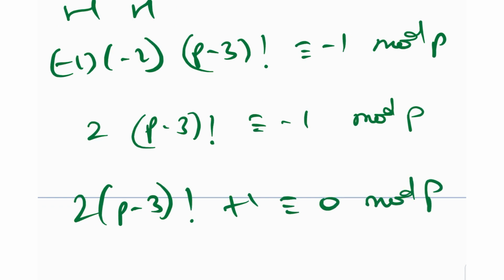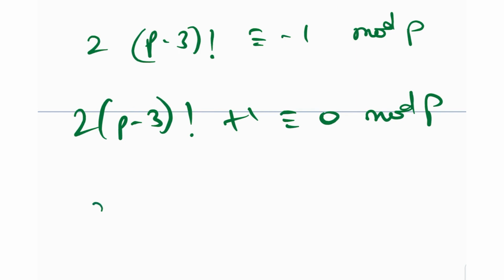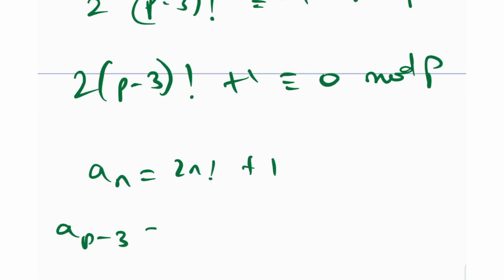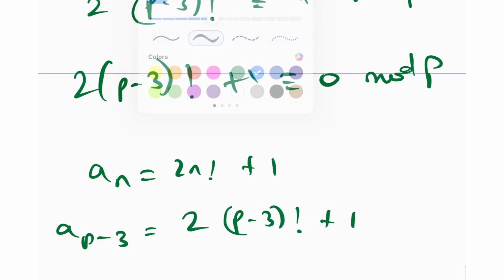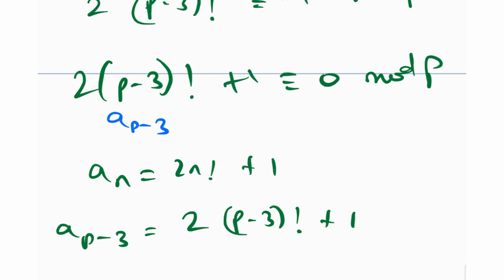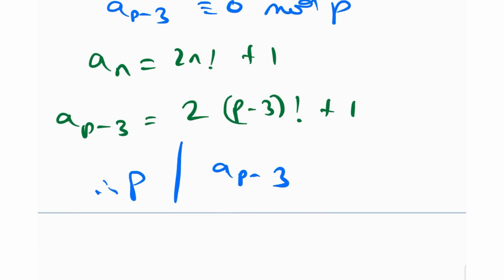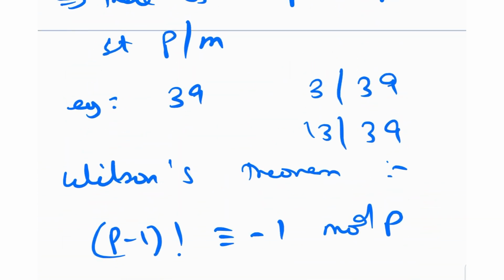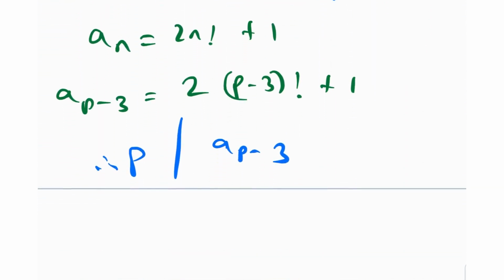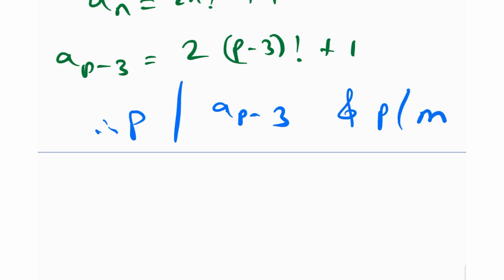But do you recollect something? a_n was actually 2 times n factorial plus 1. So a_(p minus 3) is actually 2 times (p minus 3) factorial plus 1. But essentially what we are seeing is that a_(p minus 3) is congruent to 0 modulo p. What does that mean? a_(p minus 3) leaves remainder 0 when divided by p. So therefore p divides a_(p minus 3). So this prime p divides a_(p minus 3), and this prime p also divides m.